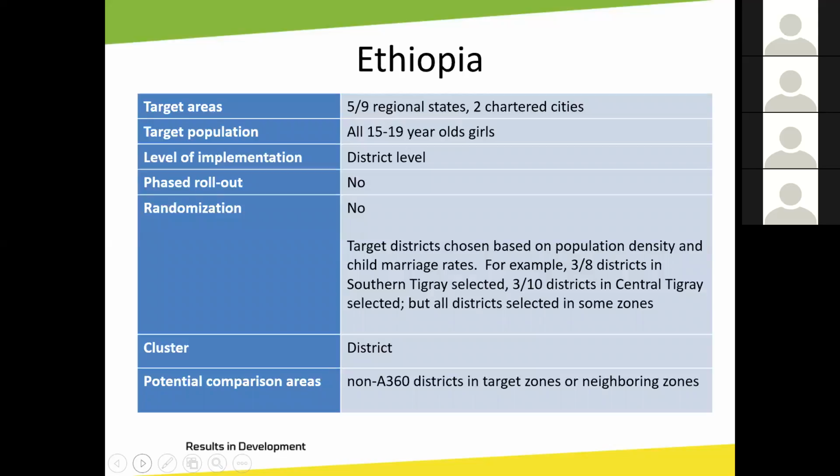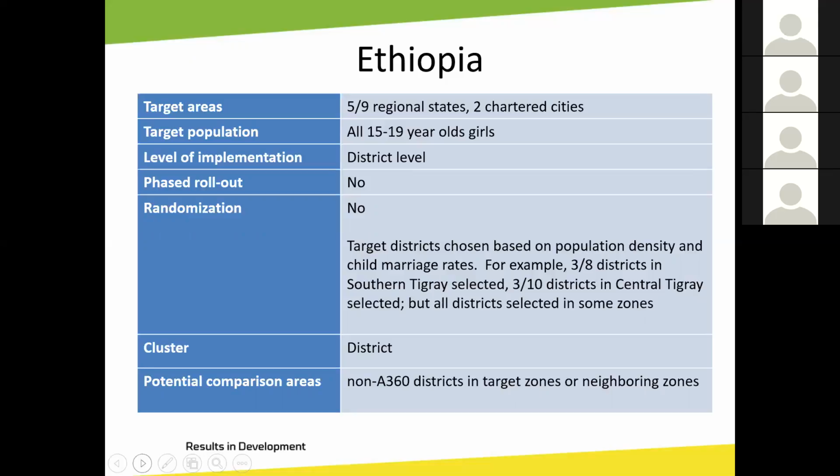So what I'm going to present is 3 slides showing for each country the information that we have gathered to date. So in Ethiopia, 5 out of 9 of the regional states and 2 chartered cities are going to be targeted. All adolescent girls will be targeted, not only unmarried or married or other segments, so the aim is to target all girls. And the level of implementation, to our current knowledge, will be district level, so interventions will be rolled out at the district level. We're not aware of any plans for phasing the rollout, so all areas will receive the intervention at roughly the same time.